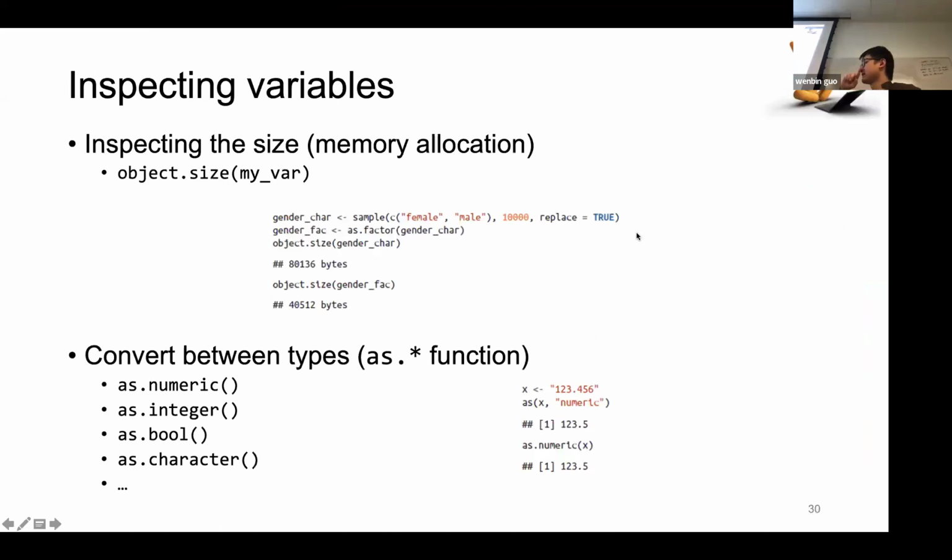And if you want to check how much memory is allocated for your specific variable, you can use object.size with your variable name, and it will tell you whether this is eating up your memory or not. And if you want to convert between types, you can use as. followed by the variable type, like converting from a string to a numerical value, or from a numerical value to a string. So either way it should work. If you're really curious how to use it, you can simply type in the command here and see the results.